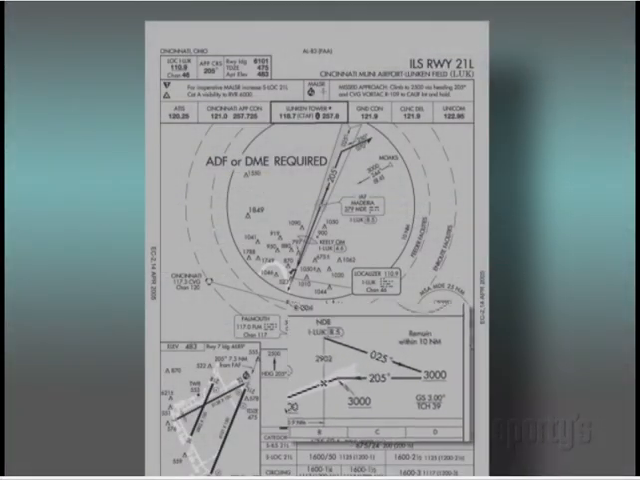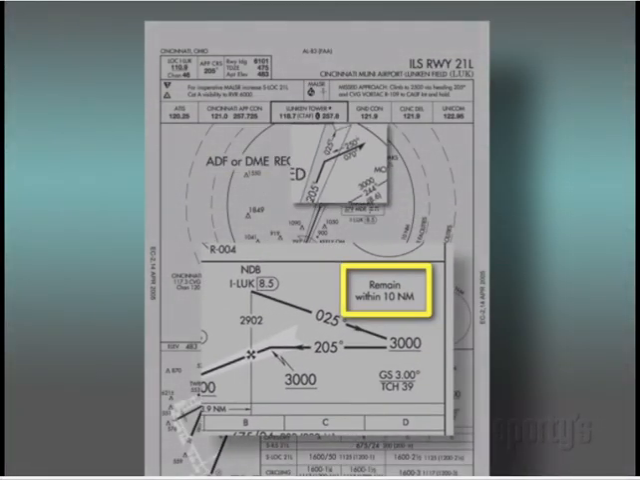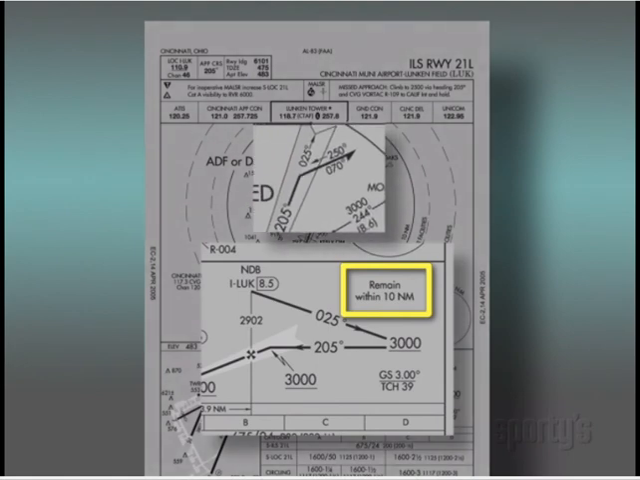Both this distance and the side of the course on which the procedure turn is charted are critical because only by following the procedure are you assured of terrain and obstruction clearance.